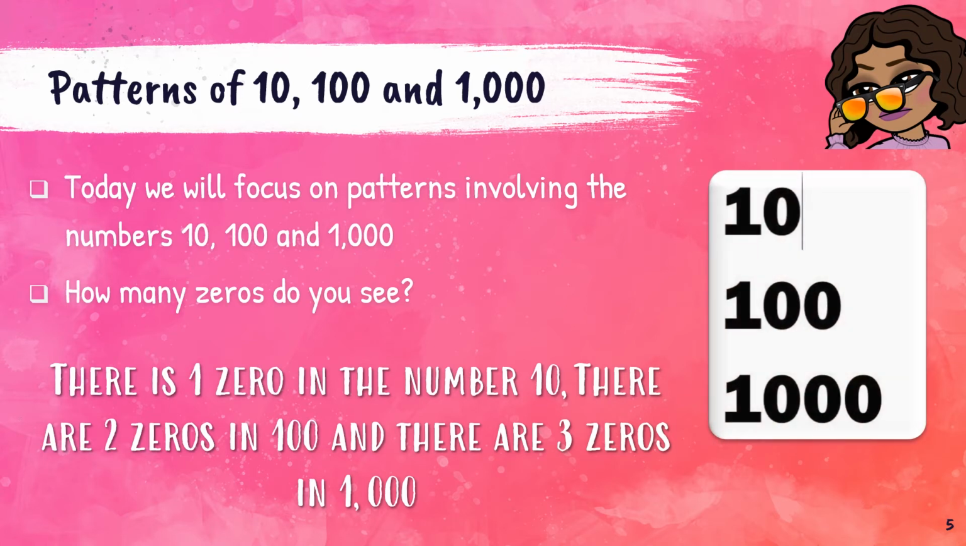Take a look. How many zeros do you see? That's right. There is 1 zero in the number 10. There are 2 zeros in 100. And you guessed it, there are 3 zeros in 1000.